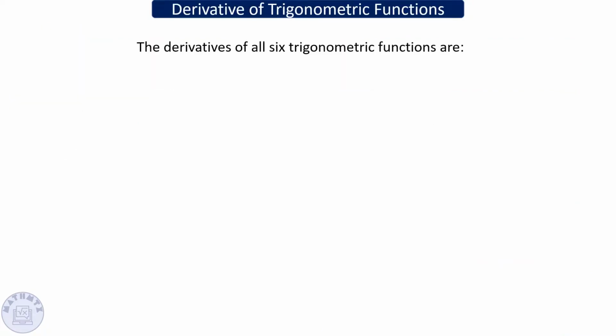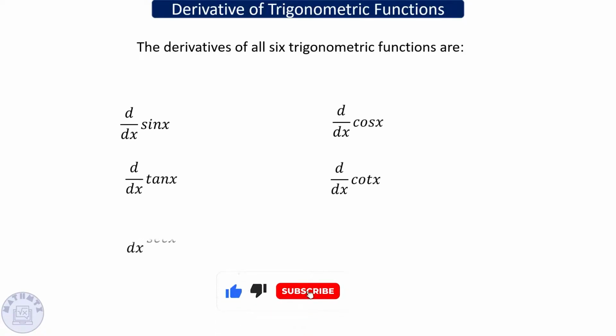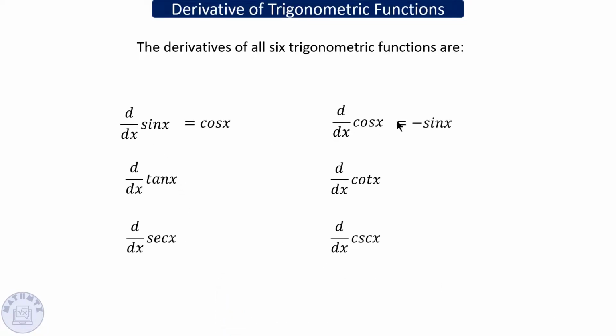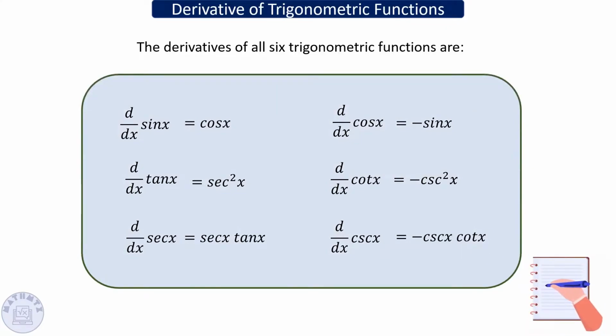All right, let's move next. The derivatives of the 6 trigonometric functions are: the derivative of sine is cosine, the derivative of cosine is negative sine, and the derivative of tan is secant squared. For cotan, it's negative cosecant squared. For secant, it's secant times tan, and the derivative of cosecant is negative cosecant times cotan. You need to memorize these in order to solve the questions.